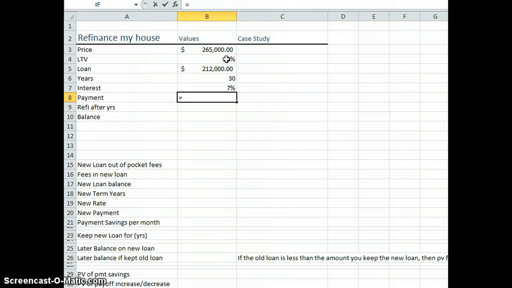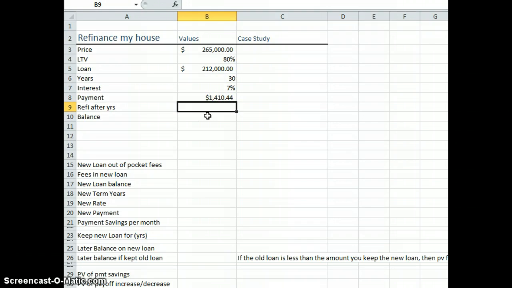And then for our payments, what we're going to do is put a negative there. It's going to be payment, and then our rate is going to be 7 divided by 12, and then our number of periods is going to be 30 times 12, and our present value is going to be the loan amount there. So that'll be our payment every month.